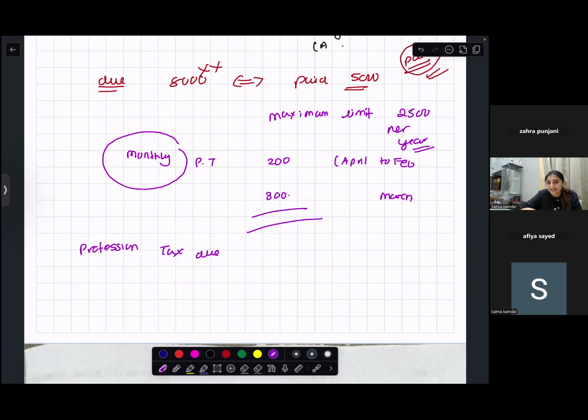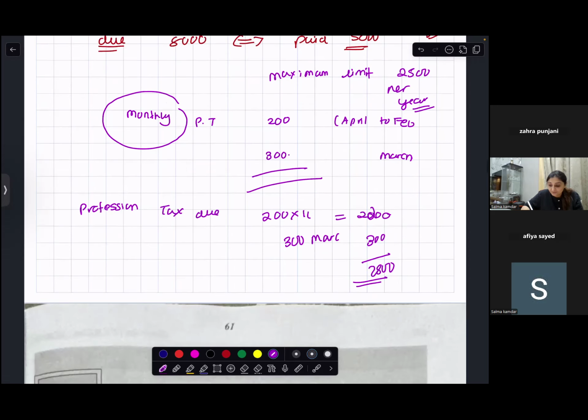Fast, use your calculator. 200 into 11, that is 2000. 200, 2200. And 300 for March, that is how much? 2300 plus 2500. 2500. He has paid how much? Suppose he has paid 4000.